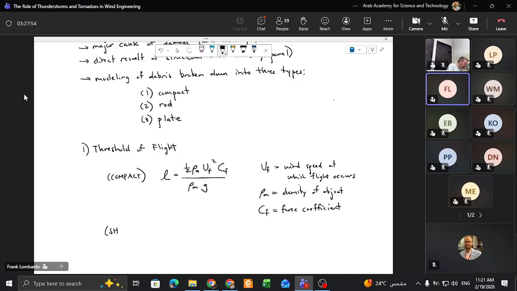For sheet-like debris, you'll notice that the characteristic dimension was the thickness. And this is going to proceed the exact same way as the previous example.